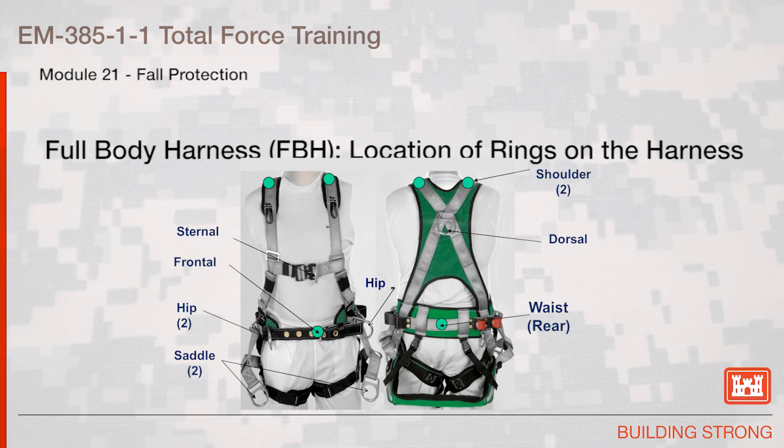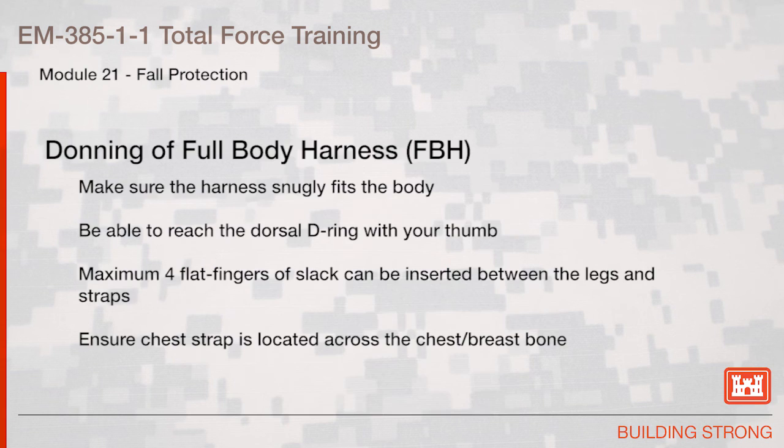This slide shows the visual location of D-rings on the harness. As you can see, the sternal D-ring is typically located on the chest strap. The hip D-rings are on the sides. Saddle D-rings are located near the thighs. Shoulder D-rings are located on the straps at the shoulders. The dorsal D-ring is located in the middle of the back between the shoulder blades, and a waist D-ring is located around the belt at the rear of the person.